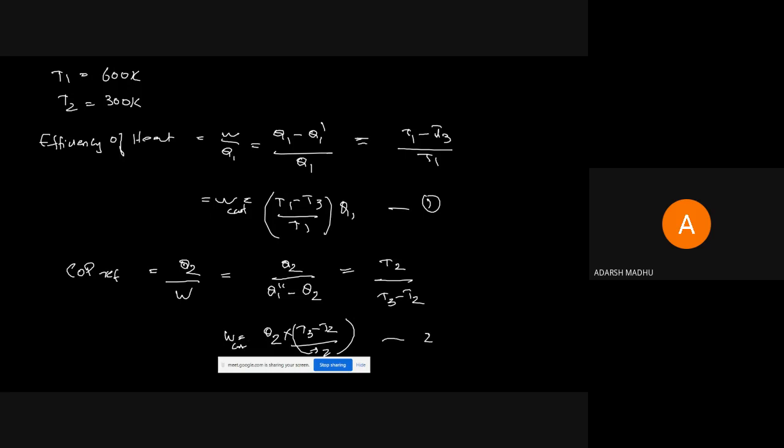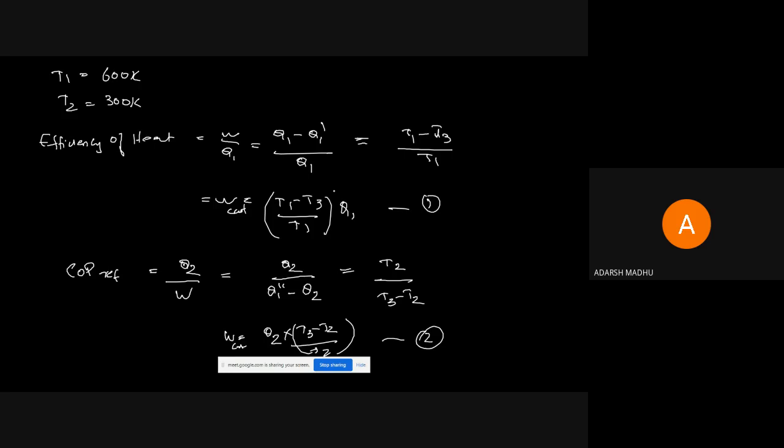So equate 1 and 2 to find the T3 value. We can complete the equation in the next class. The next step is to equate this W Carnot equation with the other equation and find the value. How we can find it, we will complete in the next class.